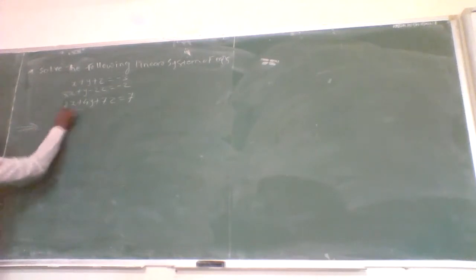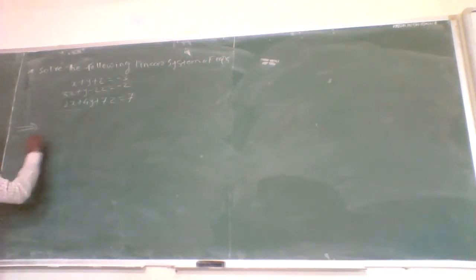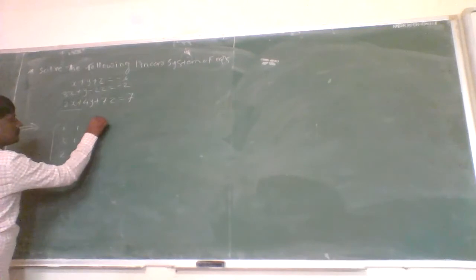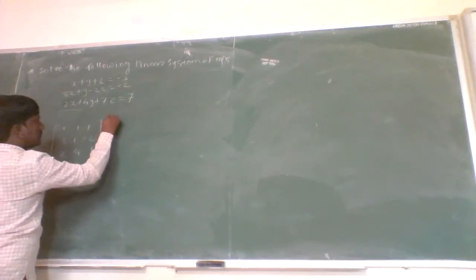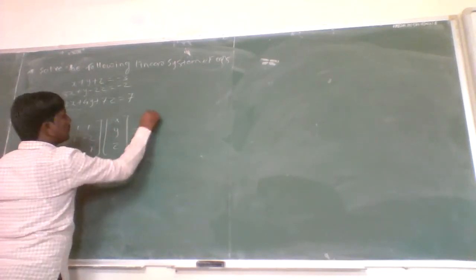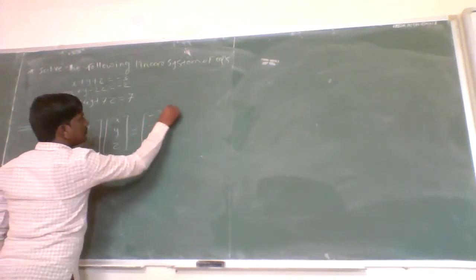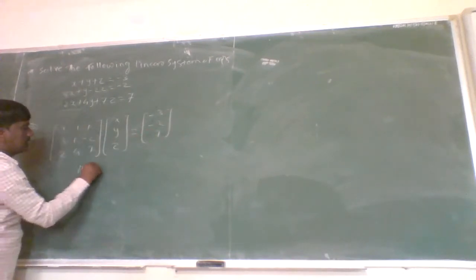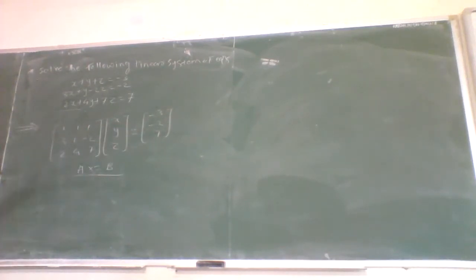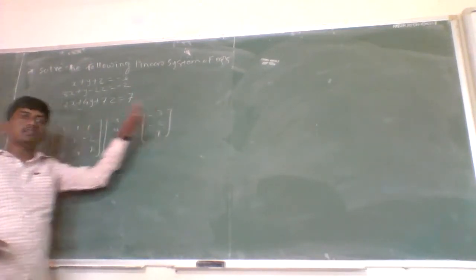Now, first write these linear equations in matrix form. Which is nothing but [1, 1, 1; 3, 1, -2; 2, 4, 7] times [x, y, z] equal to [-3, -2, 7]. So this is the matrix representation, where A is this matrix, X is this one, and B is this 3 cross 1 matrix.